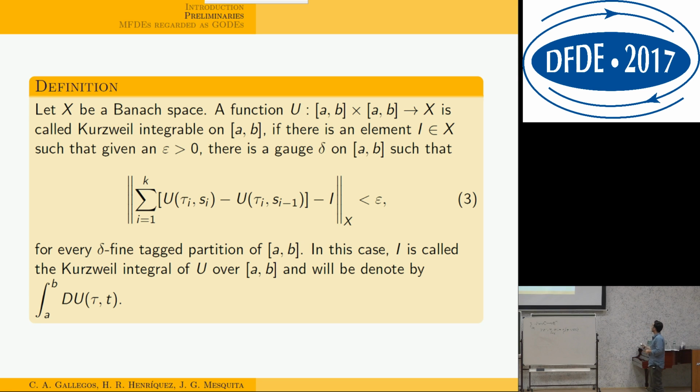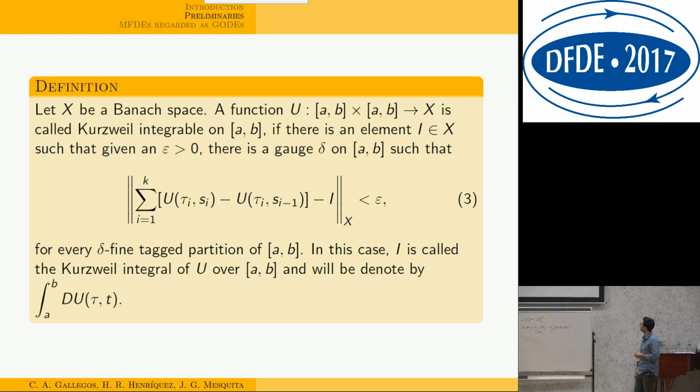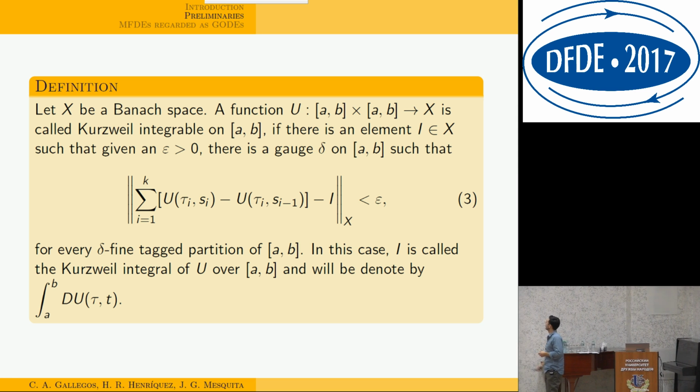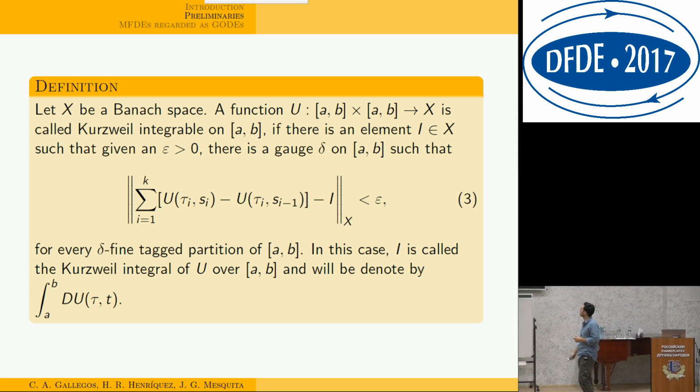Okay. Well, the definition: we consider a Banach space X, and a function u from [a,b]^2 to X is called Kurzweil integrable on the interval [a,b] if there is an element I in X such that, given epsilon positive, there is a gauge on the interval [a,b] such that the norm of the difference is smaller than epsilon, for every delta-fine tagged partition of the interval [a,b]. In this case, I is called the Kurzweil integral of the function u. And we will denote the integral by this symbol.